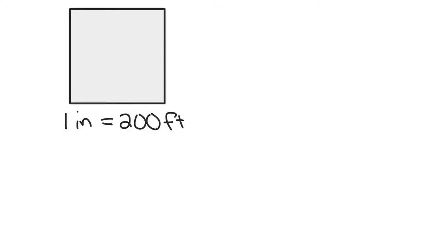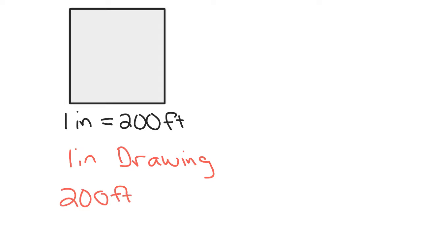So we have a drawing of this rectangular park with a scale of 1 inch equals 200 feet. So what that means is that for every inch on the drawing, it is 200 feet in real life. So real life, that's what the park actually is.